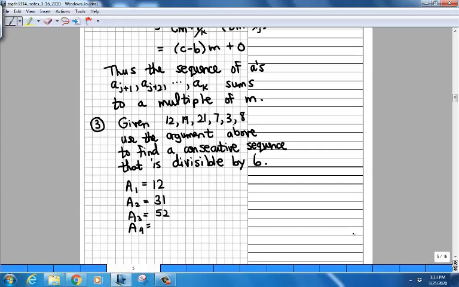Okay. So then A sub 4 would be 59, and then A sub 5 would be 62, and then A sub 6 would be 70. Isn't that the sum of all the sequence? 52, 59, 62, 70, right?